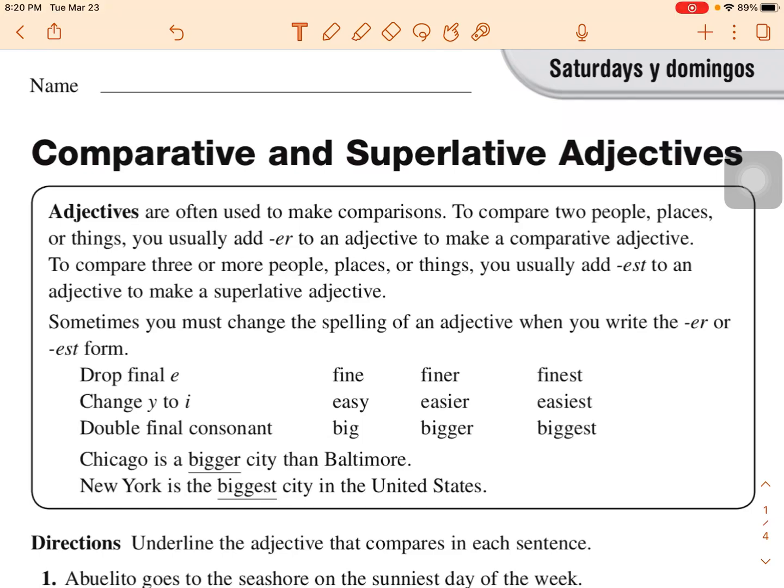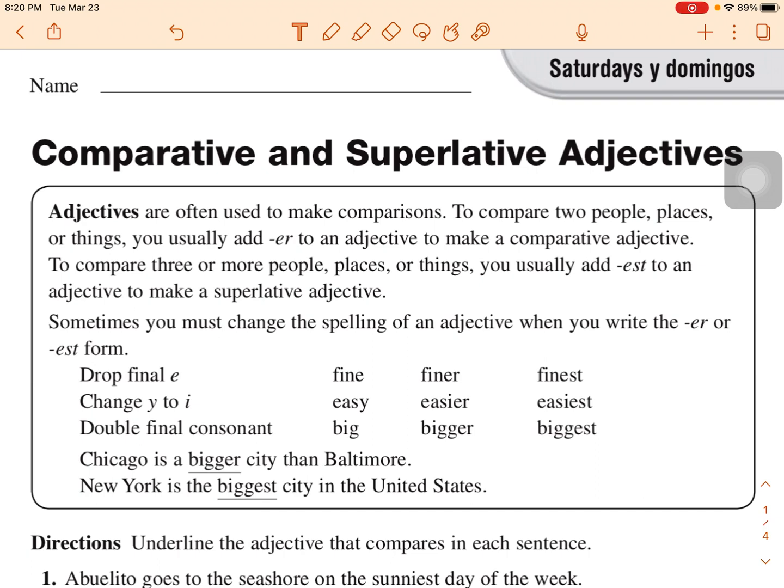Welcome, boys and girls. Today you watched a video about comparative and superlative adjectives. Adjectives can compare things. So we know that adjectives describe. Well, when you are comparing, you are describing something in comparison to something else. So we're going to take a look at a few endings.